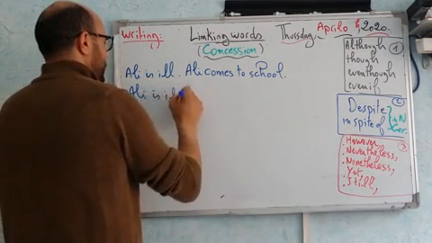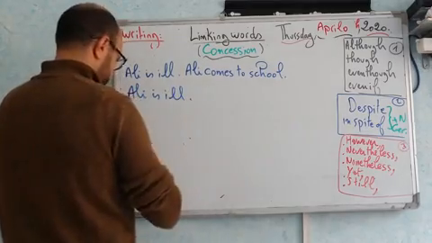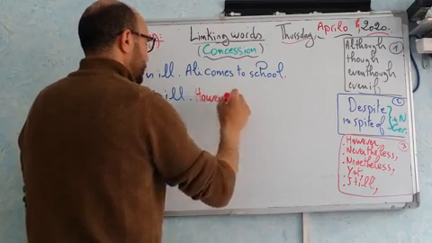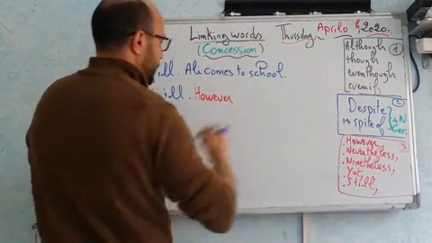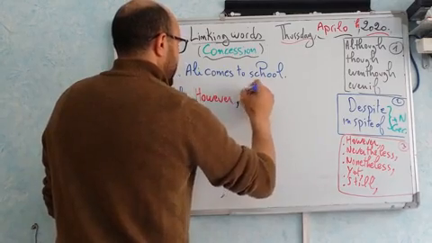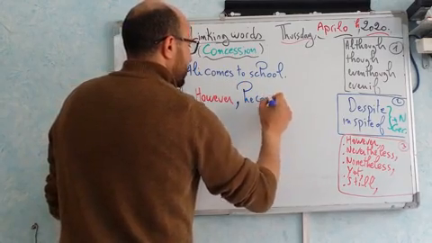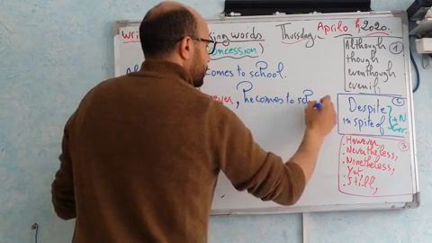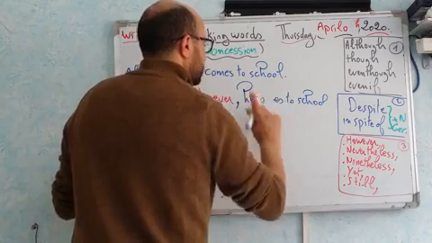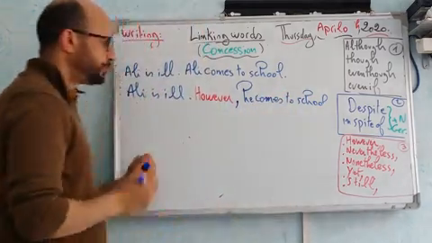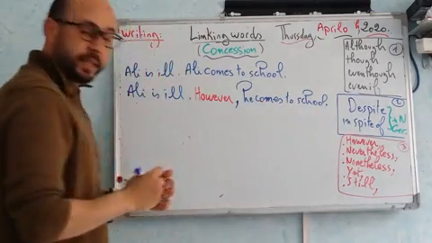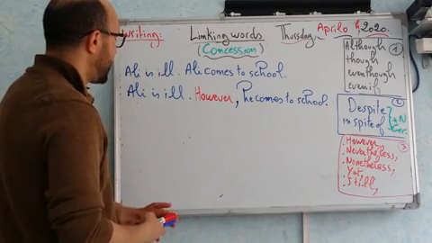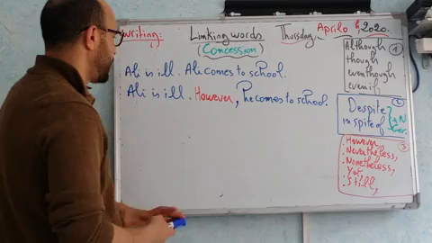Ali is ill, full stop. However, comma, he comes to school. Exactly. So this is how we connect two sentences that have concession as a relation between the two.